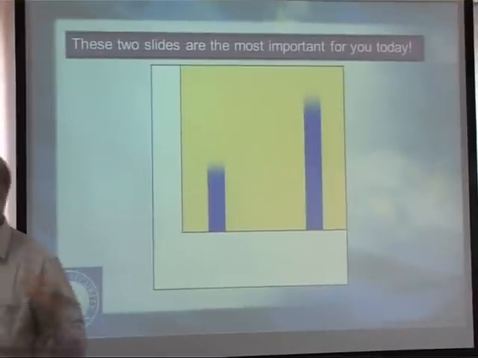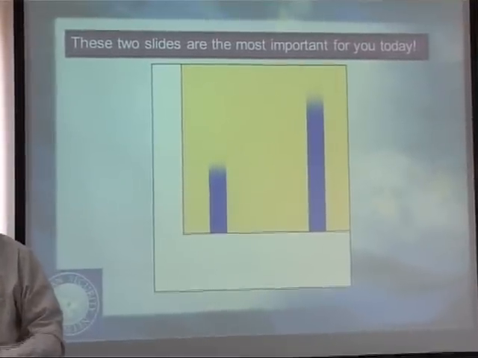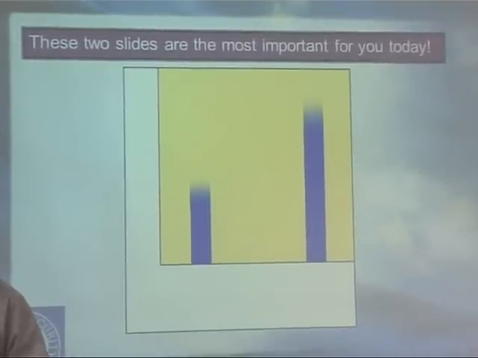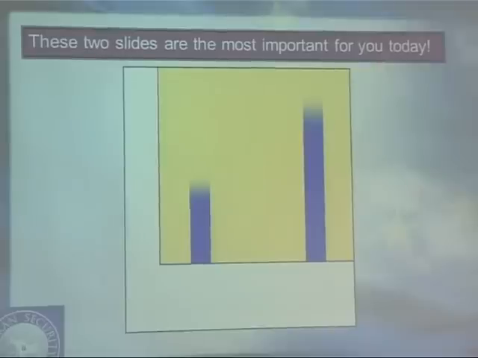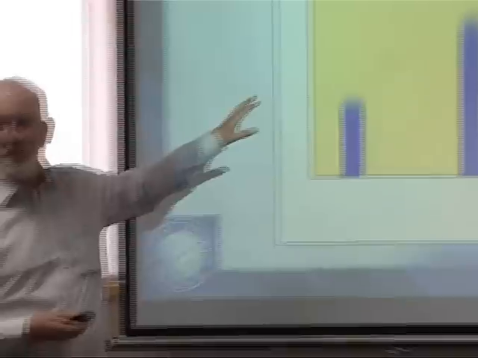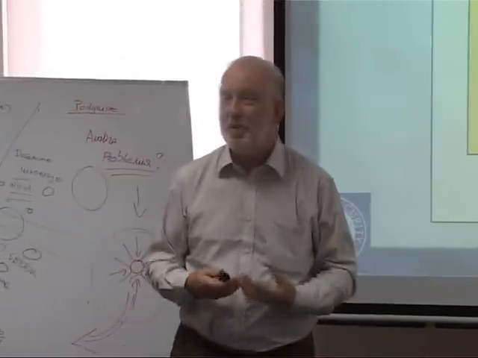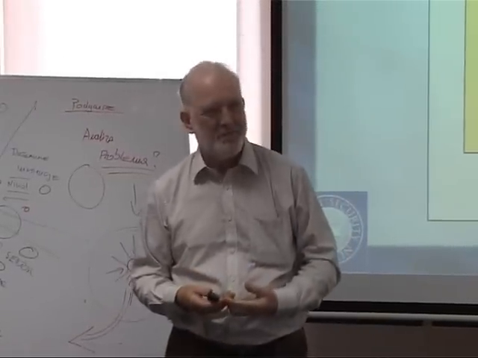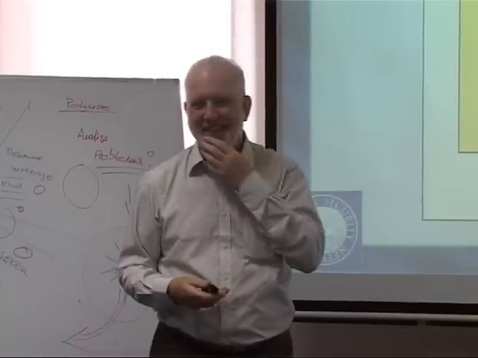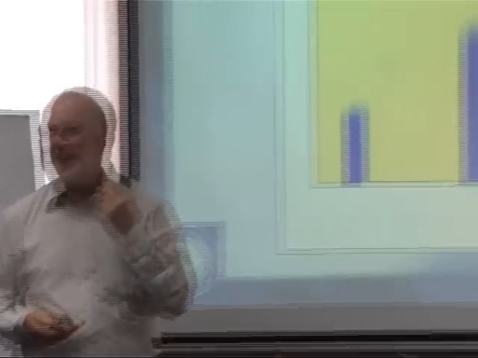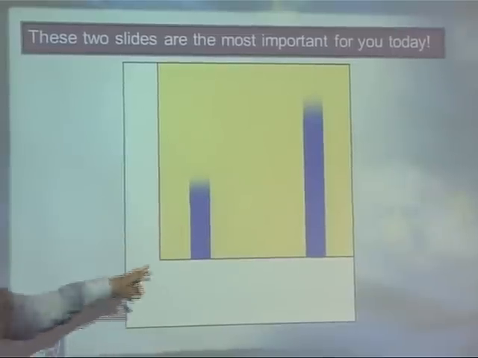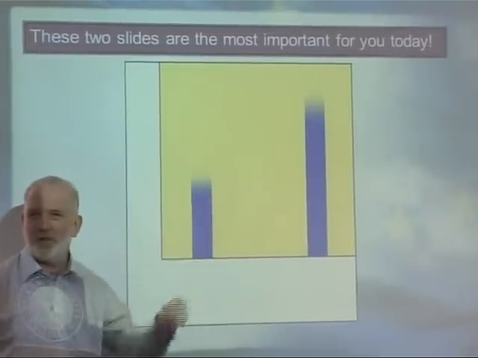Now, Bosco showed you a slide yesterday and he said, this is the most important slide for today. He was careful in his choice of words because he knows that I'm going to tell you that these two slides that you're going to see are the most important slides for today. Now, they don't look very interesting, do they? No. Would somebody like to describe for me what they can see in this slide within the yellow box? What can you see?